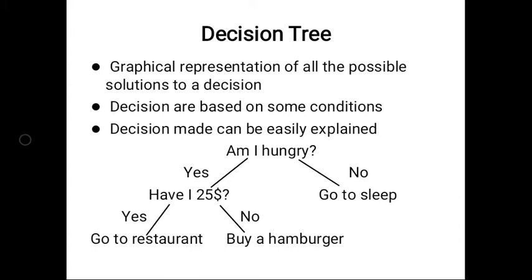Starting with the root node, first of all, are you hungry or not? If you are not hungry, go back to sleep. If you are hungry and have $25, then decide to go to a restaurant. And if you are hungry but don't have $25, then just go buy a hamburger. That's it.